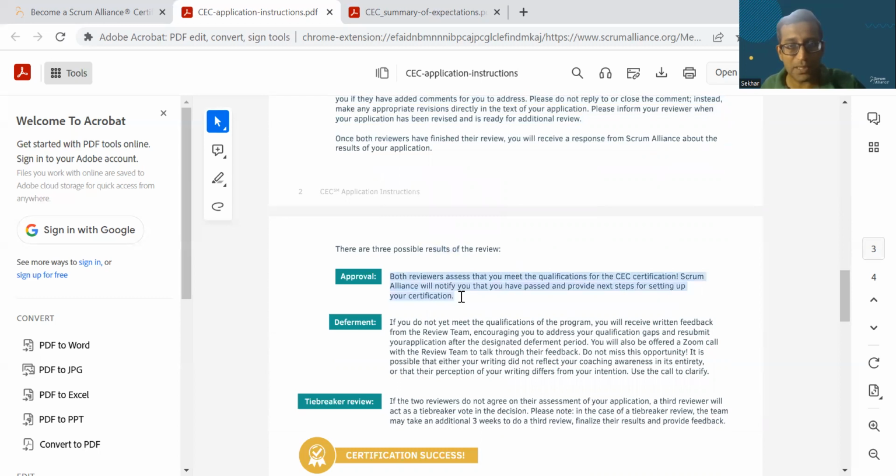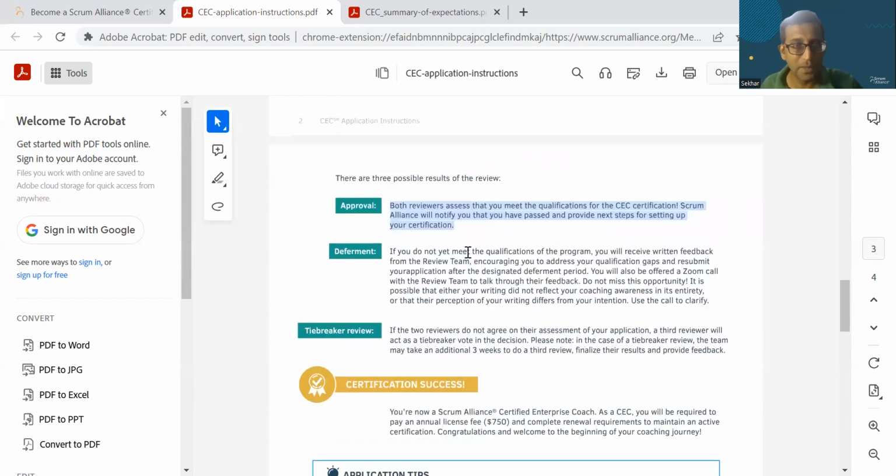Approval: both reviewers assess that you meet the qualifications for the CEC certification. Scrum Alliance will notify you that you passed the application. You pass the CEC, and you get the next step for setting up the certification.